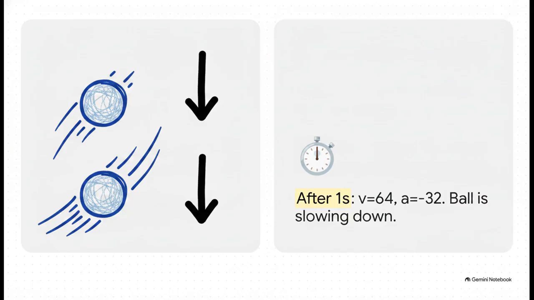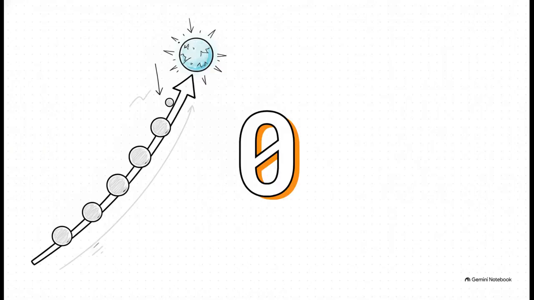1 second later, our velocity drops to positive 64, while acceleration remains negative 32. Notice the signs here. We have a positive velocity and a negative acceleration. Opposite signs, which perfectly predicts that the ball is moving in the positive direction, upward, but it's slowing down as gravity fights it. The ball just keeps traveling upward, getting slower and slower, until it reaches exactly 3 seconds.